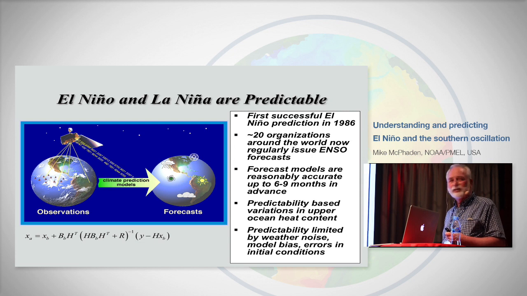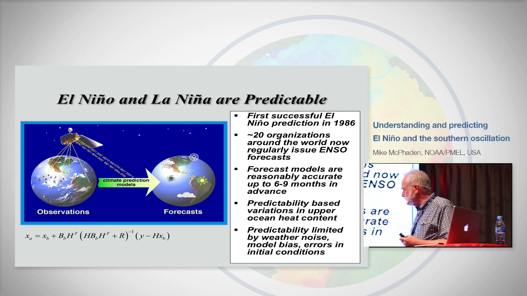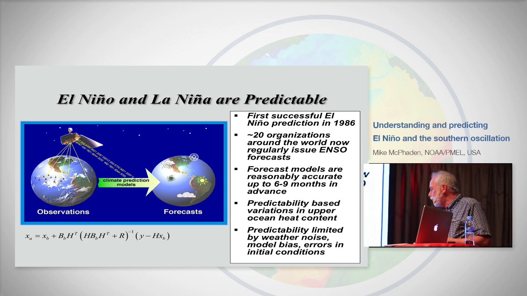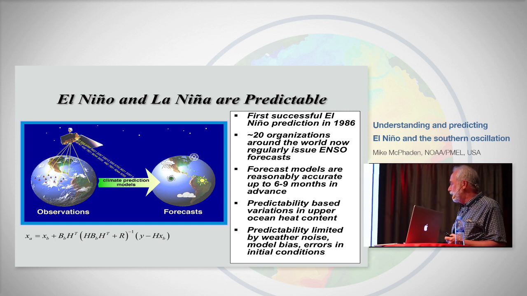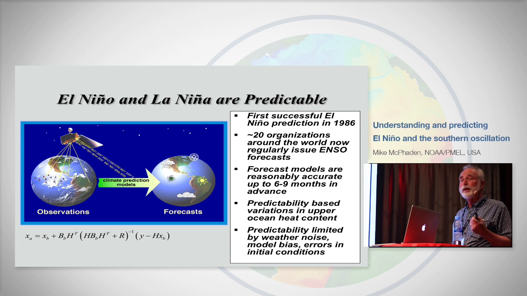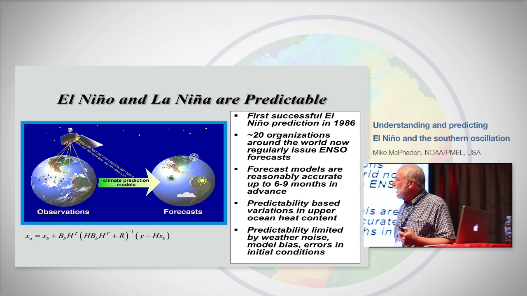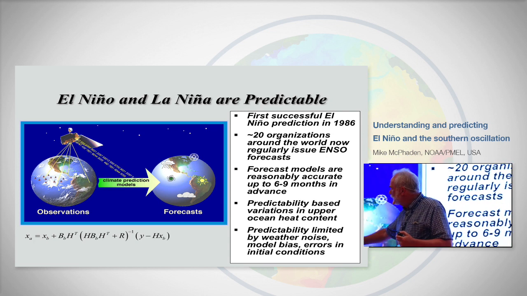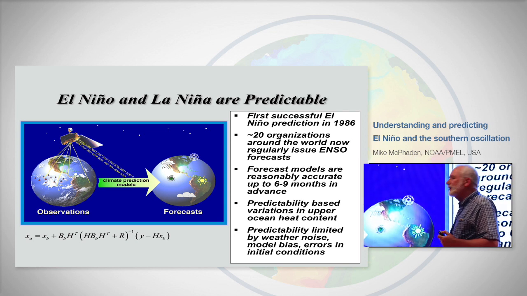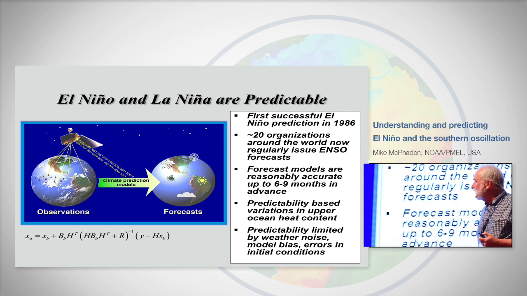And you see this magic number, 6 to 9 months. That's the lead time of heat content below the surface relative to sea surface temperature. The models aren't perfect, of course, and the predictability is based on the upper ocean heat content. Predictability is limited by this weather noise forcing, these westerly wind bursts, model biases, and errors in initial conditions. And the basic idea here is that you've got data, it's collected in real time, it's fed into prediction models and stepped forward to make a forecast.